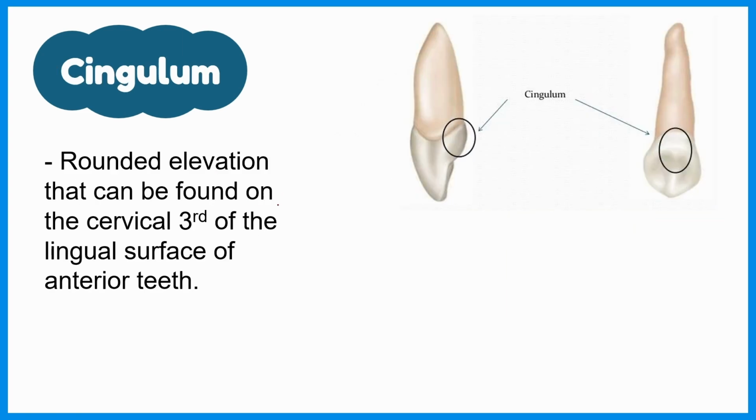All right, the third thing is a cingulum. A cingulum is just a rounded elevation that can be found on the cervical third on the lingual surface of the anterior teeth. You can see this bulge right over there. That bulge is called the cingulum. That's in a side proximal view. This is in a lingual view. You can see it's like a little bulge. This bulge is called your cingulum. So it can be found on incisors and canines, upper and lower.